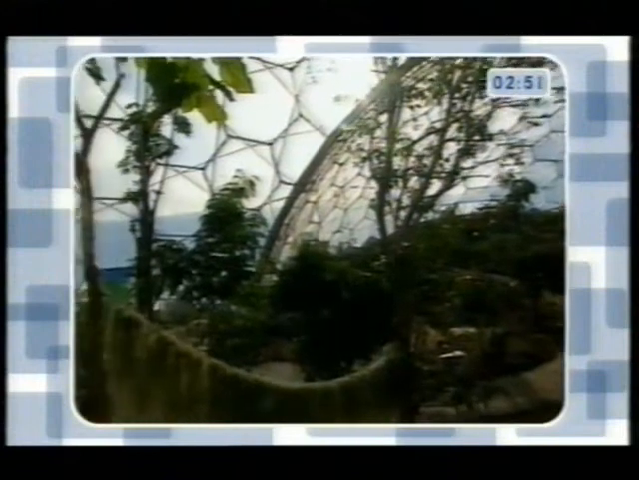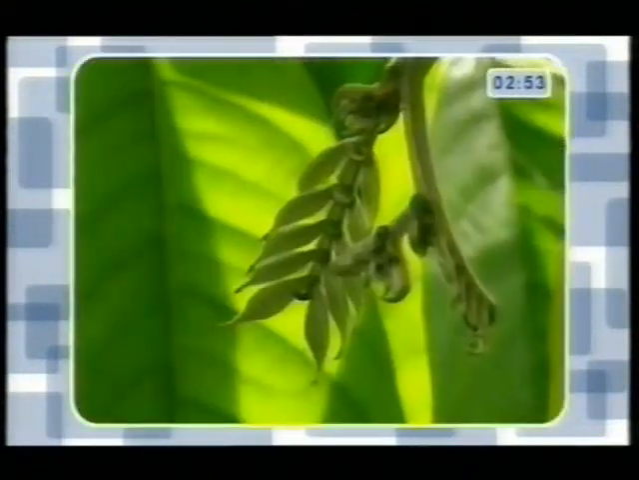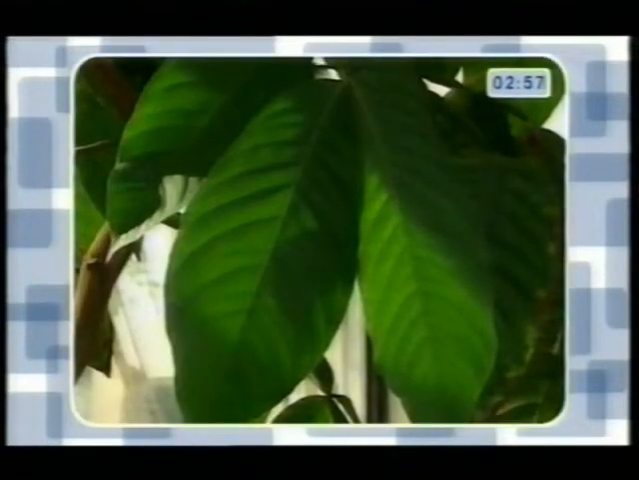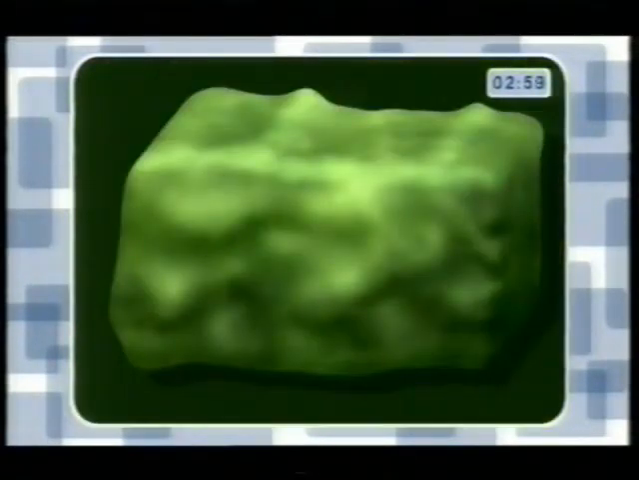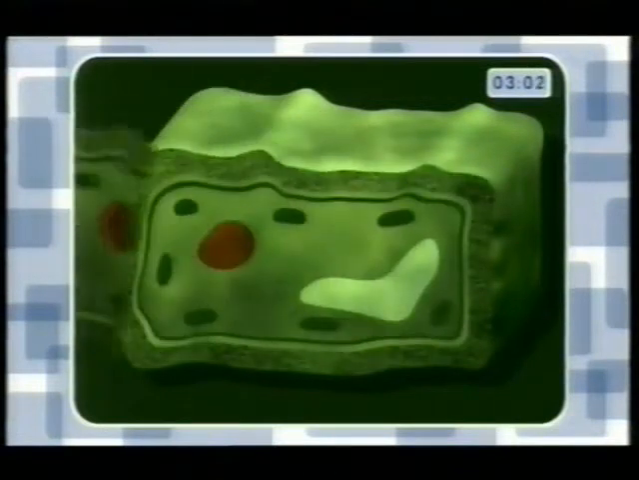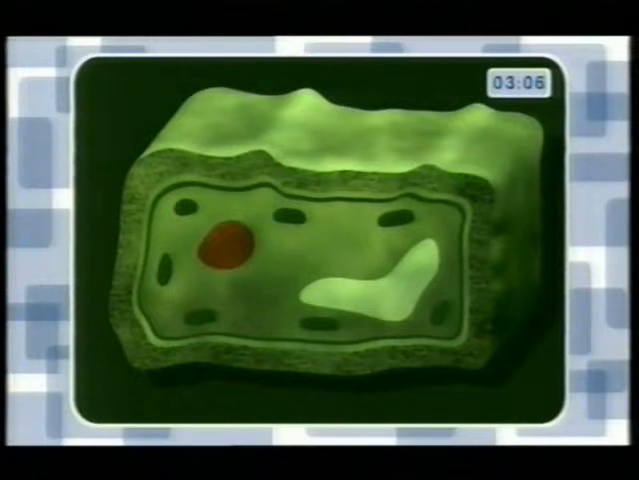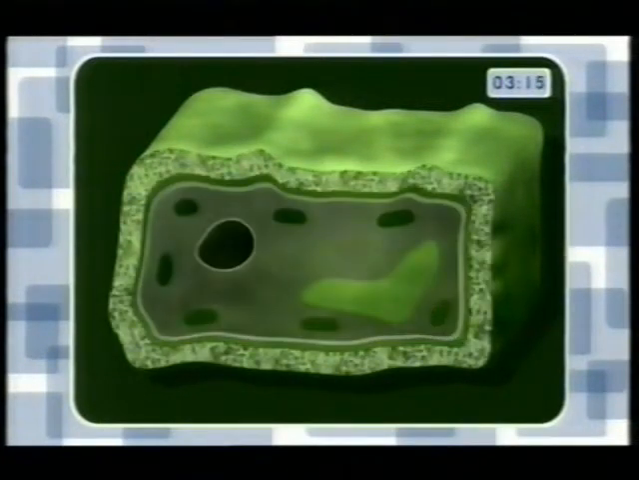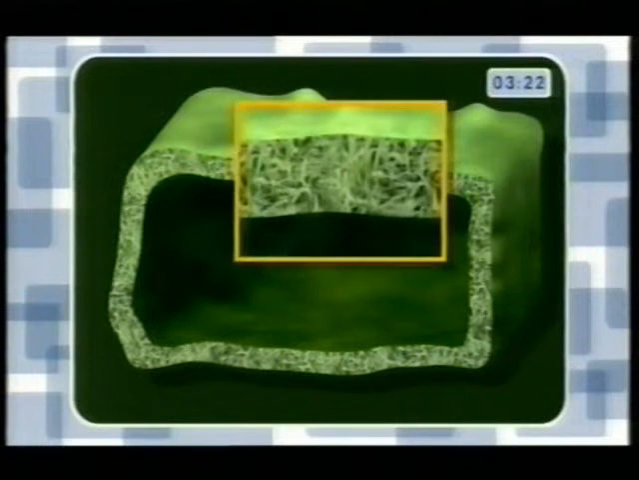Plants are made of cells too. This is a typical cell from a leaf. It has a box-like shape and is similar to an animal cell in three ways. It's got a nucleus, cytoplasm, and a cell membrane. But a plant cell has three other parts that make it different. There's the thick outer covering known as the cell wall.